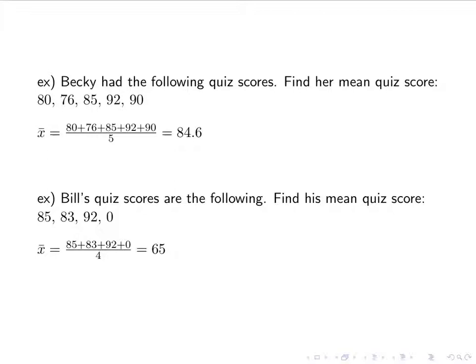But if we just told you that Becky's mean was an 84.6 and Bill's mean was a 65, you would probably think that Bill was a much worse student than Becky. But if you look back at their scores themselves, most of them are very similar. It's just that 0 that Bill has for some reason or another really brought down the mean. So the mean isn't necessarily the best way to find the middle of the numbers, which is why we have more than one. So we're going to do another measure of central tendency and see how that feels for Becky and Bill's quiz scores.